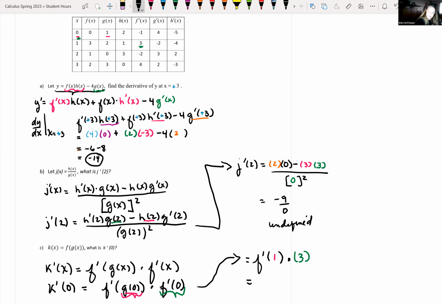So we need to use the table again, f prime of 1. So when x is 1, f prime of 1 is 3. Did I do the wrong thing up here? F prime of 0, actually, I did. F prime of 0 was -1. So it should have been -1 up here. Now f prime of 1, though, when x is 1, f prime of 1 was 3. So you have 3 times -1, which gives us -3.